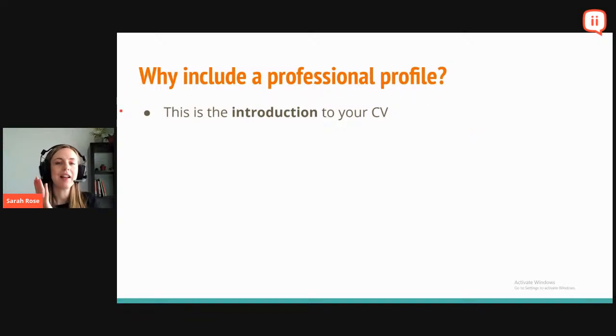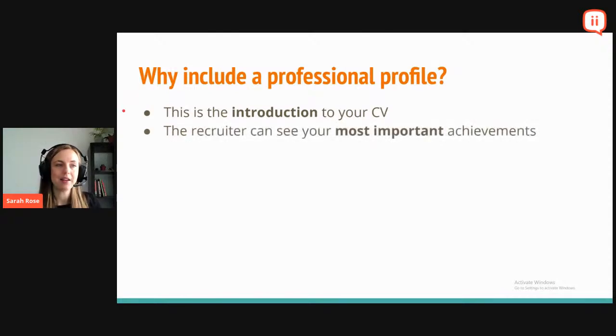The professional profile introduces your CV. So like any introduction, it gives the most important information. It highlights it. So if you have lots of different jobs, you've been working for 10 years in IT, lots of different jobs over 10 years, in your professional profile, you can say, I have 10 years of experience. It summarizes everything and it's the most important thing.